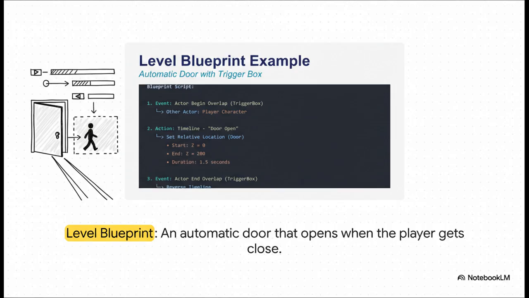A classic level blueprint example, an automatic door. The logic is tied to this specific door in this specific level. It all starts with an event, actor begin overlap. When your character steps into its trigger volume, boom, that event fires. It kicks off a timeline that smoothly animates the door opening. And when you walk away, the actor end overlap event fires, and it just plays that same animation in reverse. Simple, clean, and totally level specific.